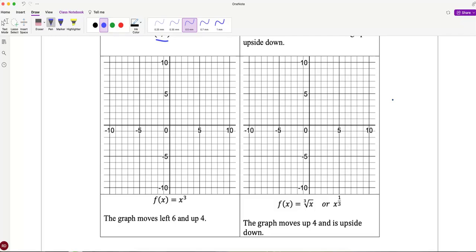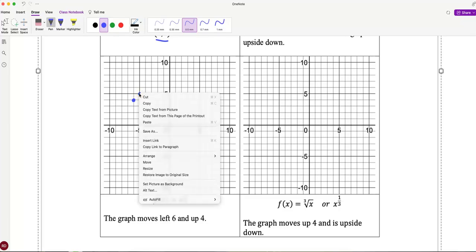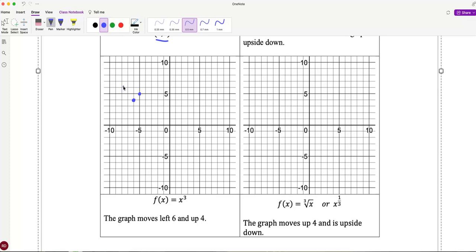The graph of x cubed goes left 6 and up 4. So x cubed, over 1, up 1, because you cube 1 and get 1. Over 1 and down 1, you cube -1 and you get -1. Over 2, it goes up 8. 1, 2, 3, 4, 5, 6, 7, 8. Over 2, 1, 2, 3, 4, 5, 6, 7, 8, right there. So you see this going on with this graph.